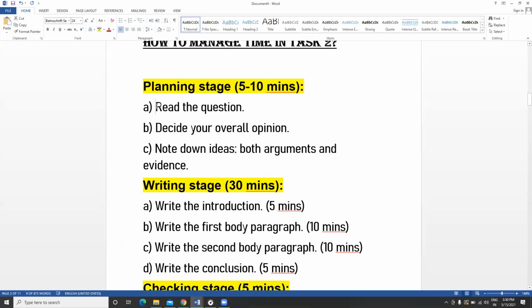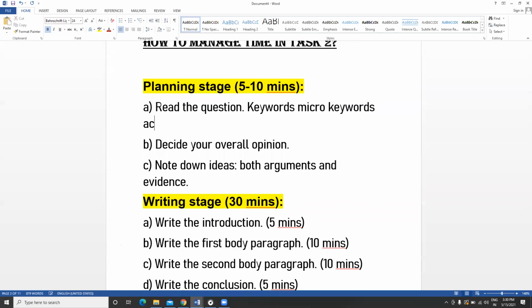By planning, what I mean is not wasting time. Read the question, identify 3 things. I'm writing it here as well: keywords, micro keywords, action words. These 3 things you need to identify.